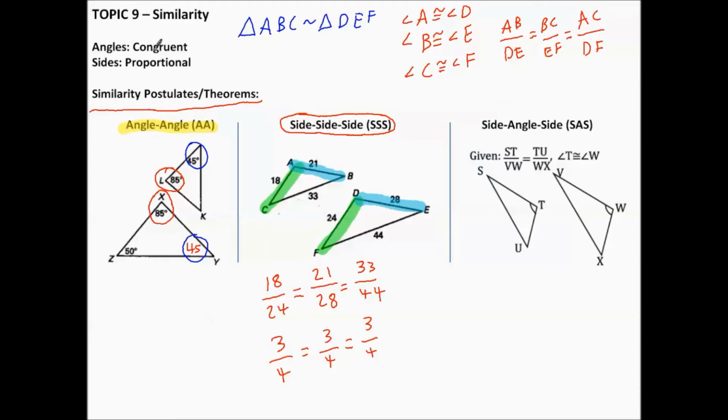So angles, you always want to try and prove congruent. Sides, you always want to try and prove to be proportional. If you have side, angle, side, the two sides you have to be proportional. So let's use a little bit of highlighting here. We need to show that ST and VW match up with TU and WX.